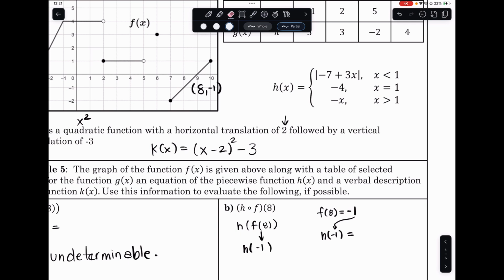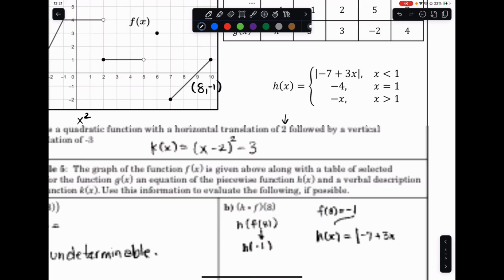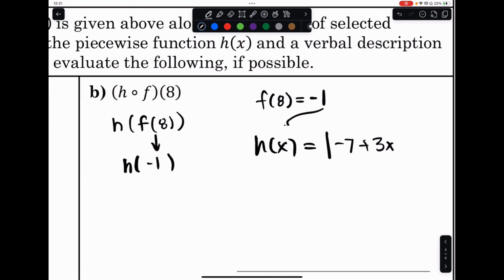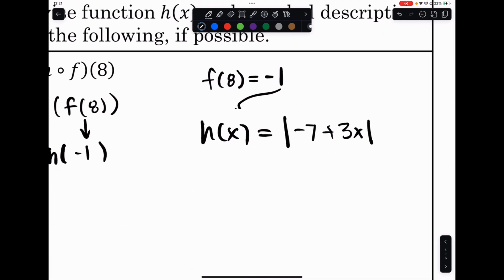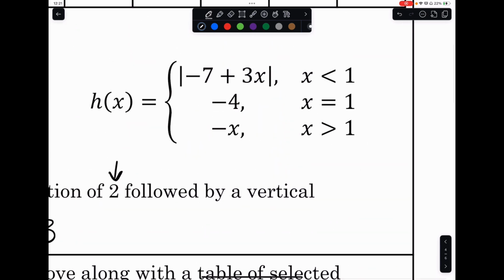So here in this equation, let me erase this quick first. h of x is going to be the absolute value of negative 7 plus 3x. That's the only piece that I have to worry about. So of those 3 pieces right there, I only have to use the top piece since the number I'm going to use, negative 1, is smaller than 1.